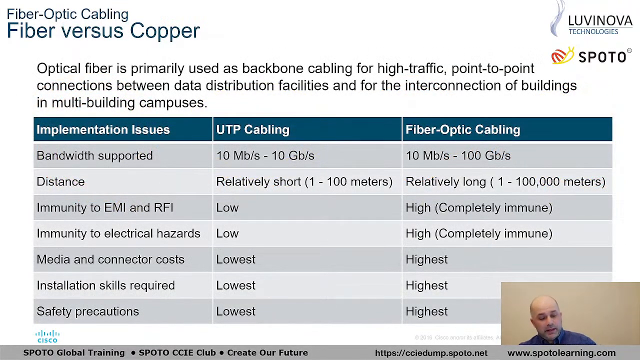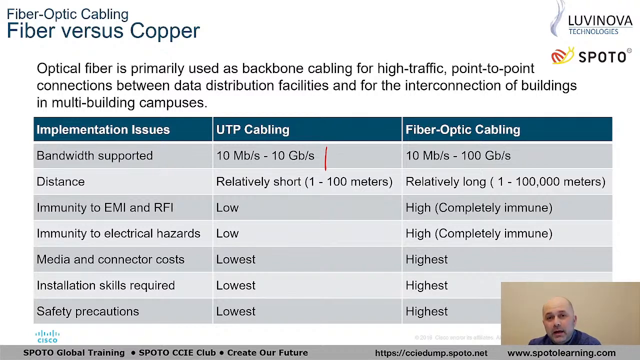Bandwidth: UTP cabling supports 10 megabits to 10 gigabits, fiber optic 10 megabits to 100 gigabits. You see, it's 10 times more than UTP. Distance: a LAN is formed by UTP because the distance inside the building, inside the room, inside the floor, is limited, not too long. So it's relatively short, from 1 to 100 meters, compared with fiber optic, which is up to 100,000 meters. Yes, 100,000 meters.